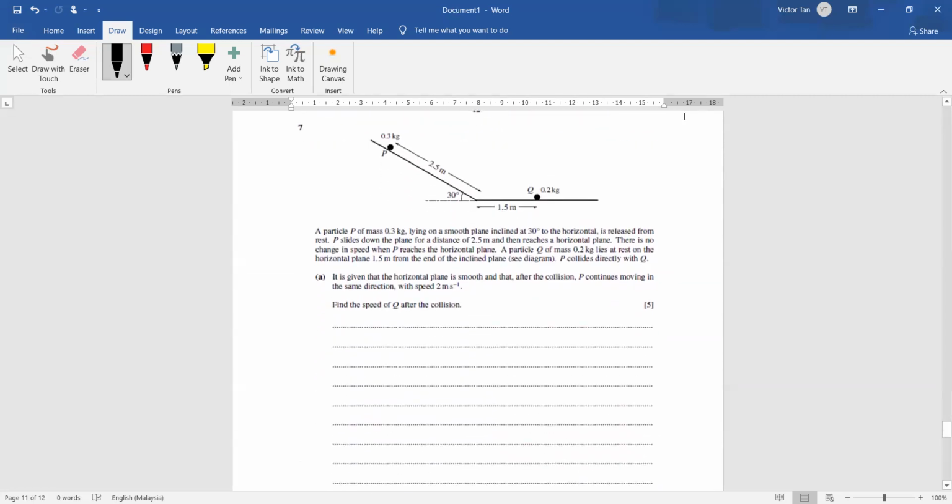Last question. A particle P of mass 0.3 kilogram lying on a smooth plane inclined at 30 degrees to the horizontal is released from rest. P slides down the plane for a distance of 2.5 meters and then reaches a horizontal plane. There is no change in speed when P reaches the horizontal plane. Particle Q of mass 0.2 kilogram lies at rest on the horizontal plane 1.5 meters from the end of the inclined plane. P collides directly with Q. It is given that the horizontal plane is smooth and that after the collision, P continues moving in the same direction with speed 2 meters per second. Find the speed of Q after the collision.